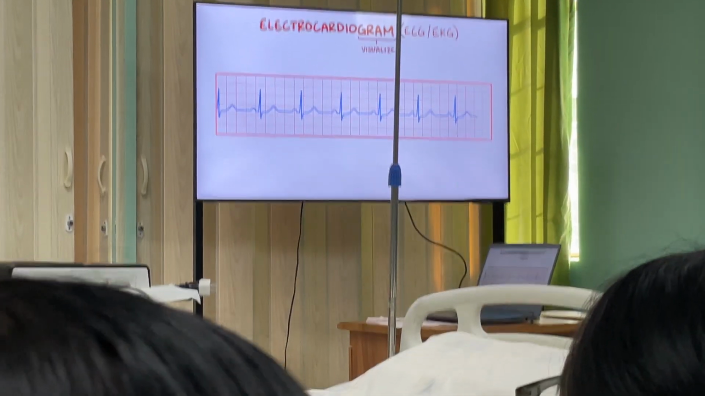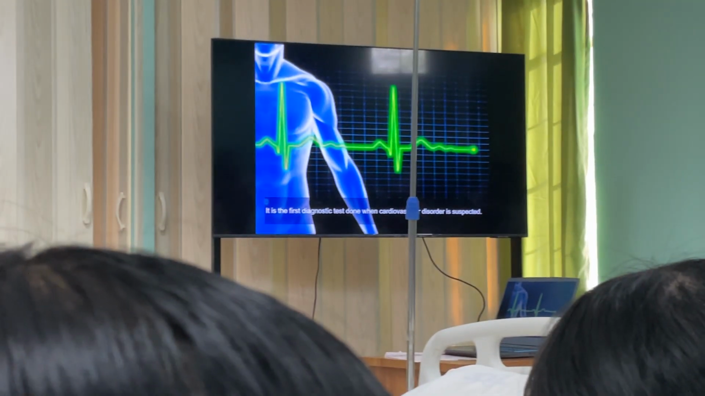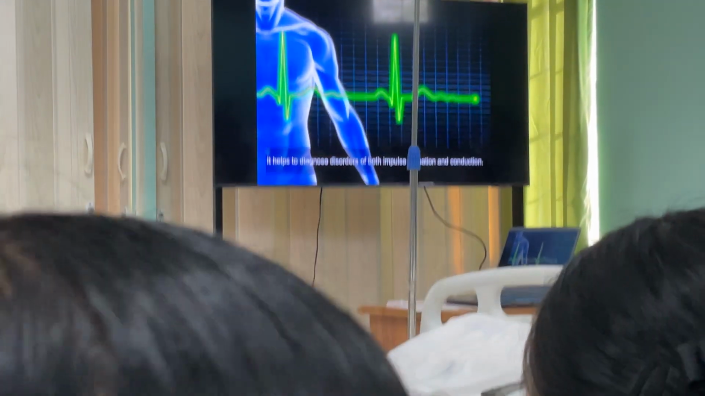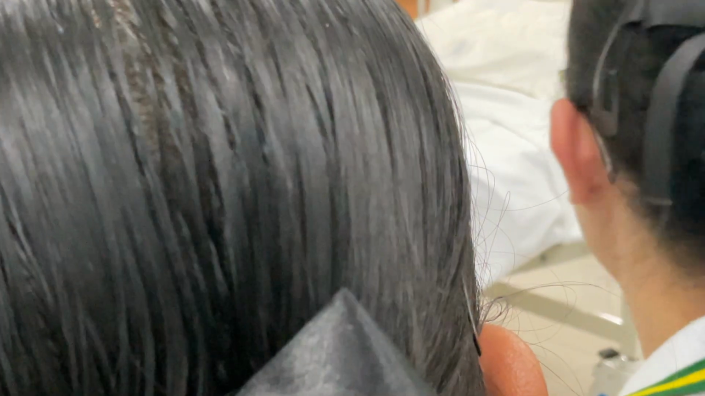Wherein the spikes and dips in the line tracings are called waves or deflections. It is the first diagnostic test done when cardiovascular disorder is suspected. It helps diagnose disorders of both impulse formation and conduction. Identify the basic components of ECG.